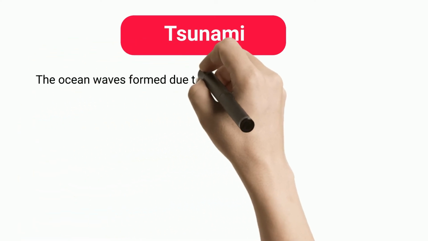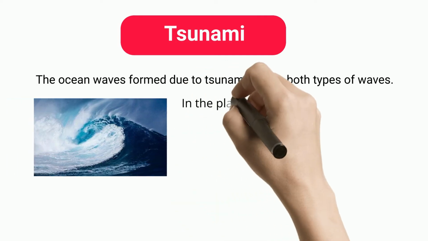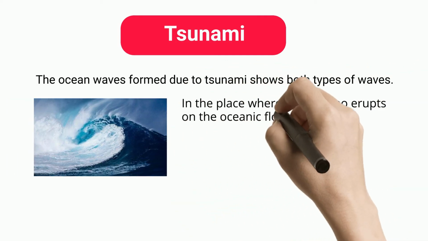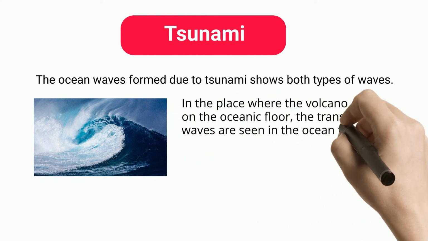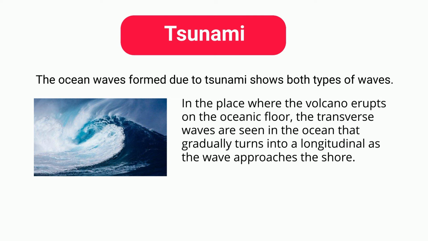Tsunami. The ocean waves formed due to a tsunami show both types of waves. In the place where the volcano erupts on the oceanic floor, the transverse waves are seen in the ocean that gradually turn into longitudinal waves as the wave approaches the shore.